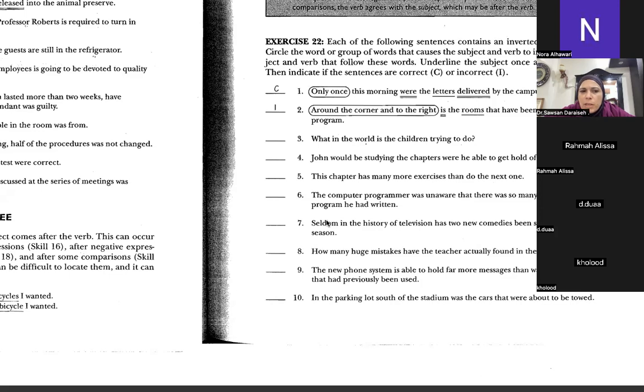The computer programmer, yalla, Dr. Khulud, I'm listening to you. We're all listening, all ears to you. Do you need 6 or 10? It's up to you. What do you want? I think you said 6. Yeah, 6.